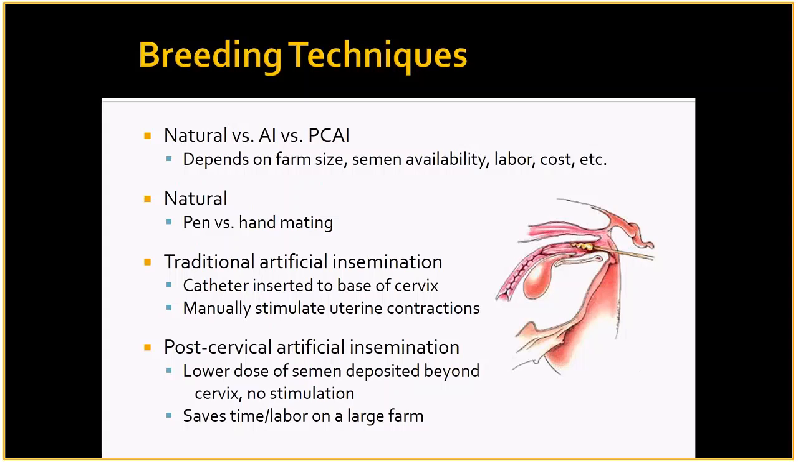You still heat check with your boar, and then you actually put them away. You don't want the boars around when you're doing this post-cervical AI. You still have the regular catheter, and then there's also an inner catheter which slides through your regular AI catheter that goes up past the cervix, and you deposit the semen past the cervix. But again, for farms of small size, probably not that big of a benefit, really.